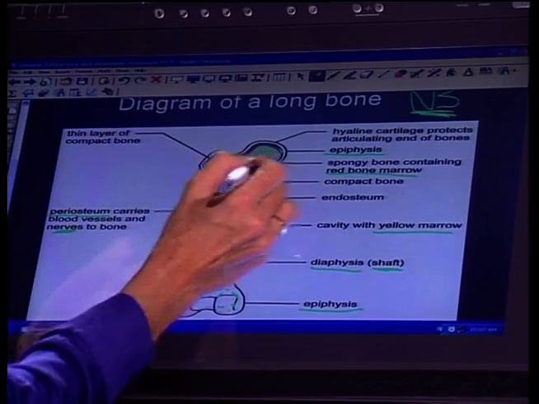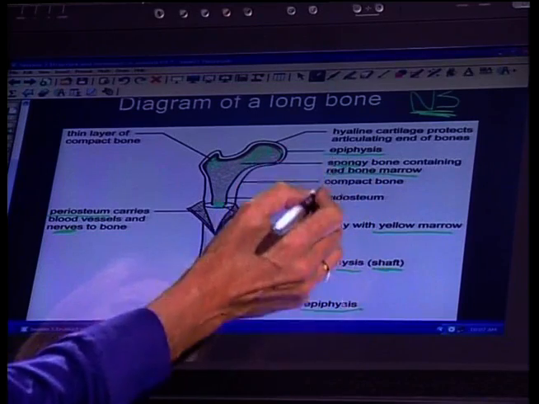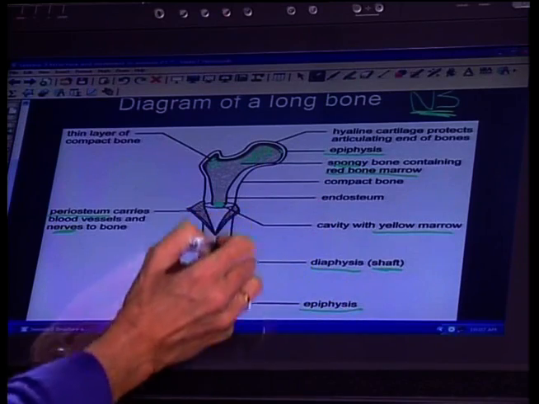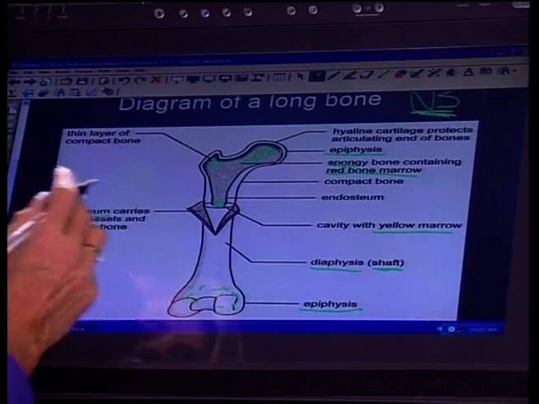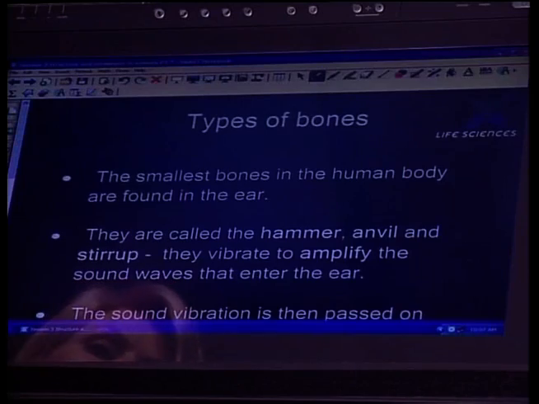Just remember that the head portion is spongy bone. So you can have spongy bone in the epiphysis, both sides, and the diaphysis, the shaft, is where you have a lot of compact bone. Make sure you know this diagram.